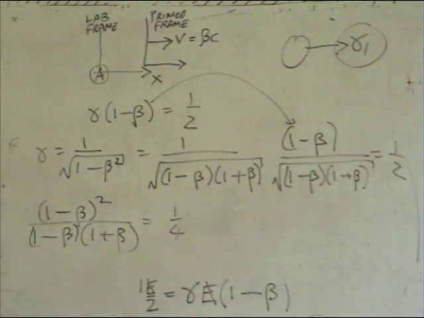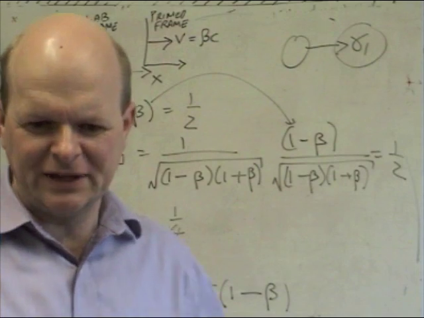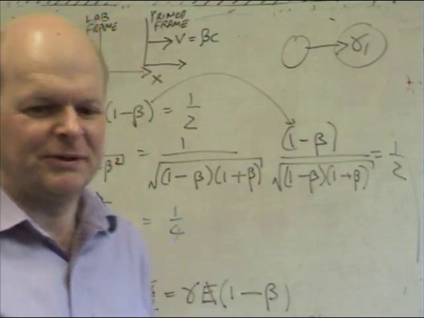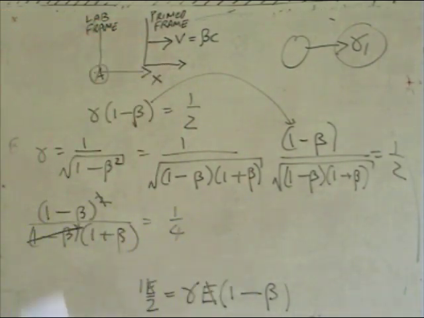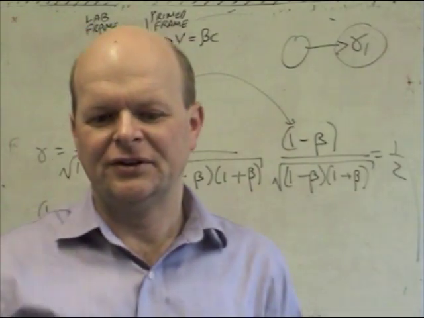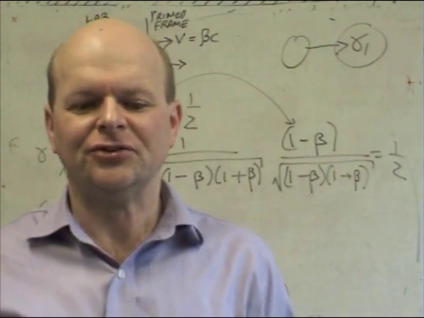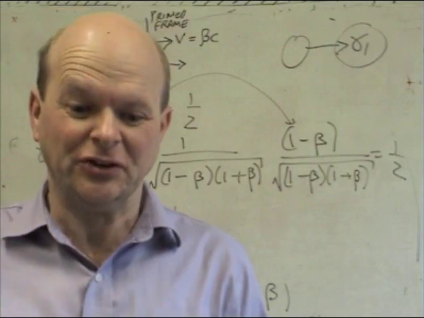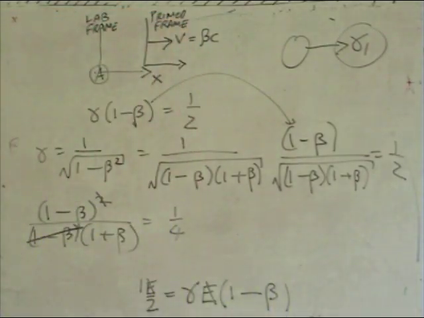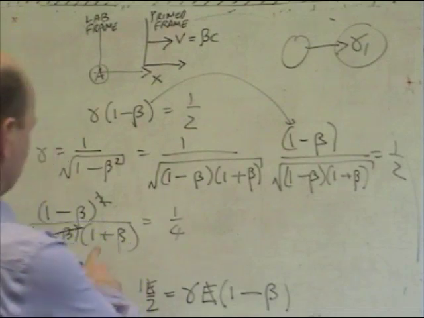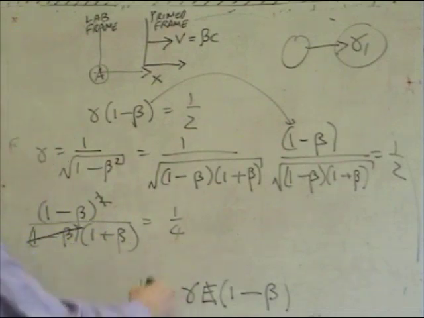The reason I've done this is because now we can cancel one of the factors of 1 minus beta in the numerator with a factor of 1 minus beta in the denominator. Now why do you care about that? Well, the reason you care is because that cancellation stops the equation being quadratic in beta. So now there's only going to be one solution for beta instead of 2, which is a good thing. It's going to make the equation easier to solve. So take the 1 plus beta underneath and bring it up to the other side.